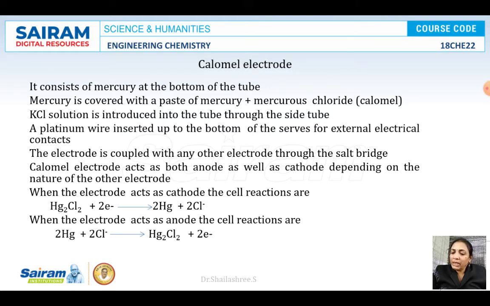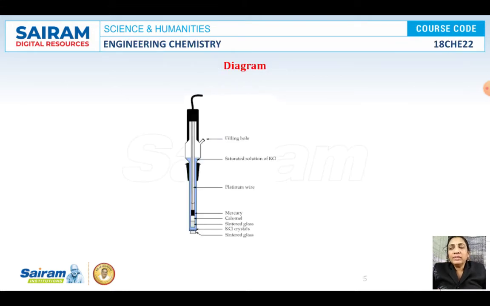When the electrode is acting as a cathode, the cell reaction is: Hg2Cl2 accepts the electrons and forms 2Hg plus 2 moles of chloride ions. When the electrode is acting as an anode with respect to the other electrode, the cell reaction is just the reverse: 2Hg plus 2Cl minus gives Hg2Cl2 plus 2 electrons. So the electrode can act as both anode as well as cathode depending on the nature of the other electrode.